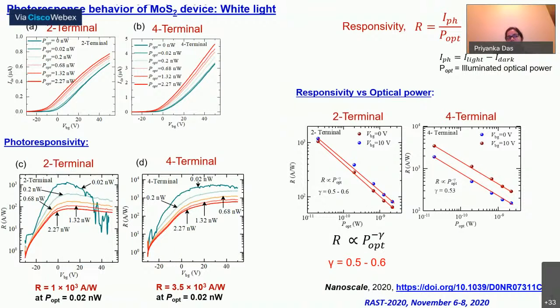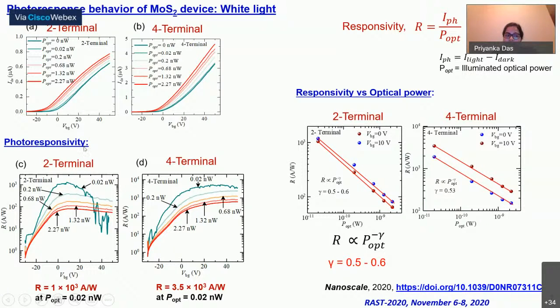So, and then we study the photoresponse behavior of MoS2 device under white light. Figure A and B actually show the drain source current as a function of voltage at different optical power for both 2-terminal and 4-terminal measurement. And you can see that with increasing optical power, the drain source current is increasing. And for 4-terminal measurement, we found a significantly enhanced photocurrent compared to its 2-terminal one.